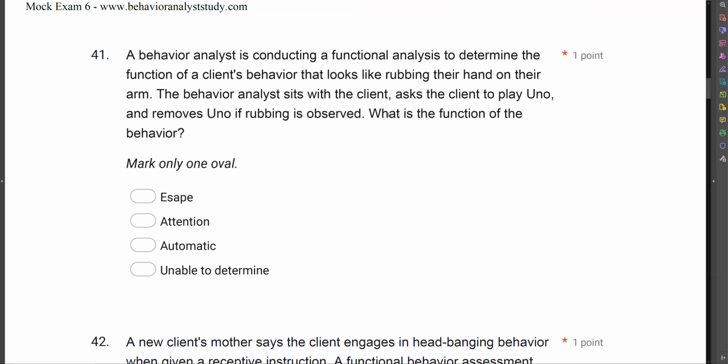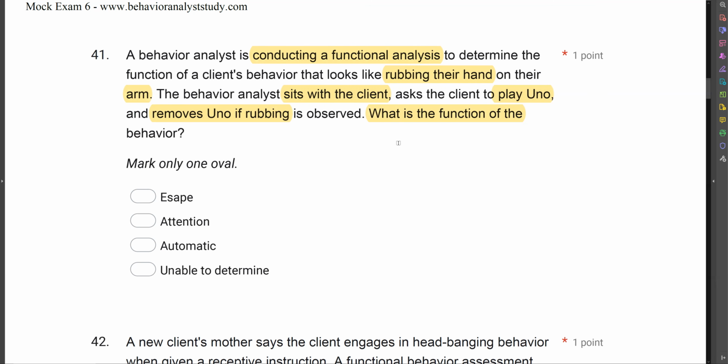All right, be careful here. Question is asking about the function of the behavior. And we know the behavior analyst is conducting a functional analysis to determine the function of rubbing hand on arm. So what condition is the analyst in first? And when we're talking functional analyses, always think, what condition am I in, right? Is it an alone condition, escape condition, so on and so forth? Well, the behavior analyst sits with the client, asks the client to play Uno, removes Uno if rubbing is observed. So they're allowing, assumedly, the client to escape Uno if they rub their hand on their arm.